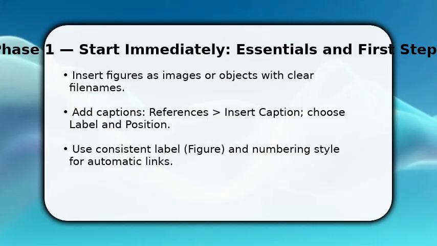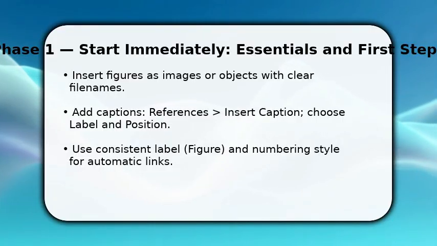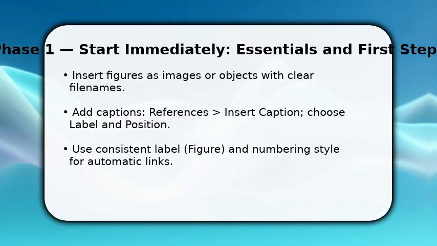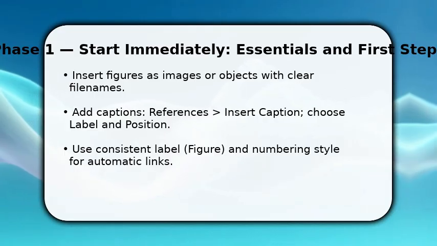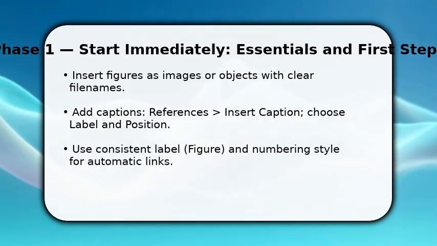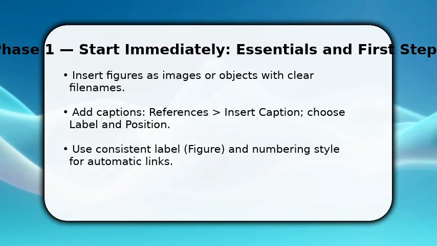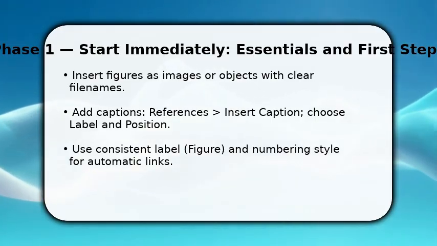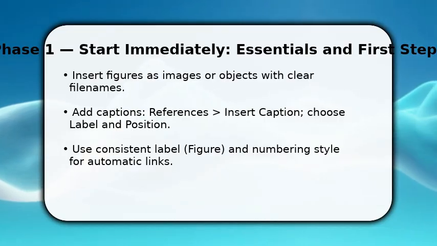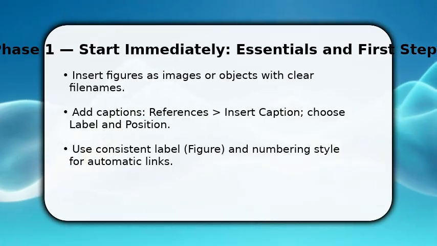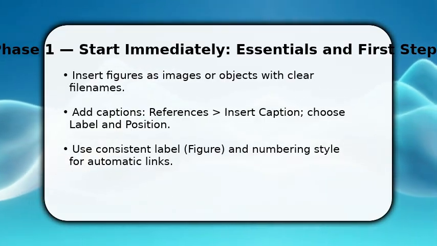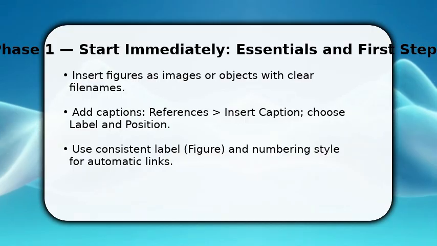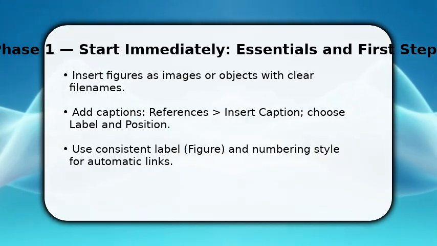Enjoy the video. You start by making Word treat each visual as a caption figure, because linking depends on fields, not plain text. Insert the image, then add a caption via References, Insert Caption, pick the label Figure and the right position. Once done, make sure numbering style is consistent across captions, and avoid manual numbers. Word must control them. If you plan chapters, use heading numbering before captions, so figure numbers follow the chapters.